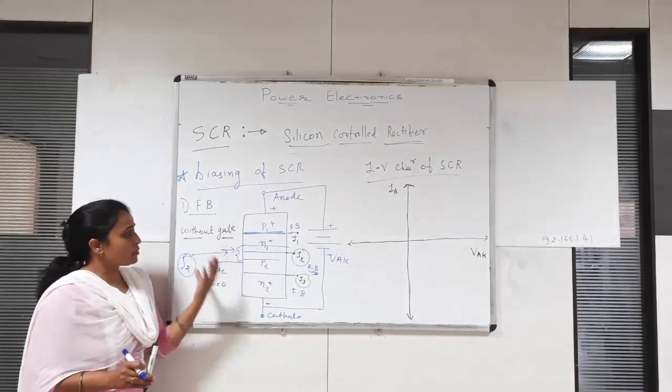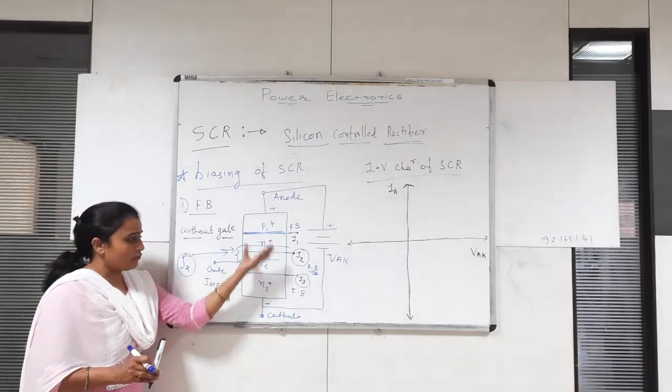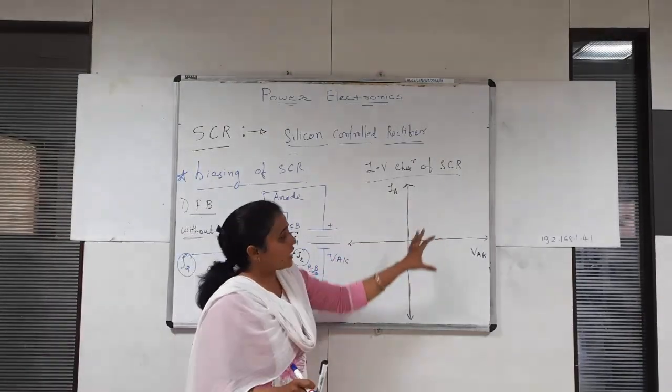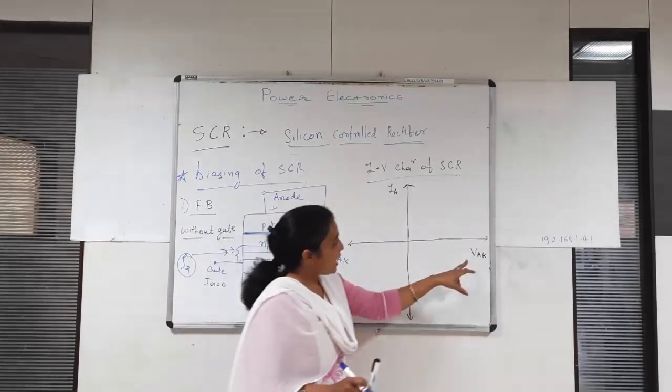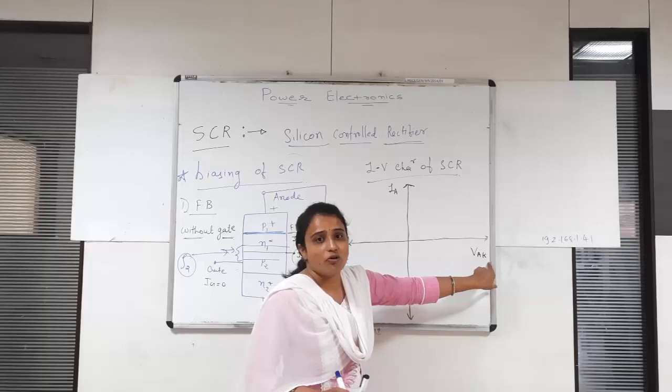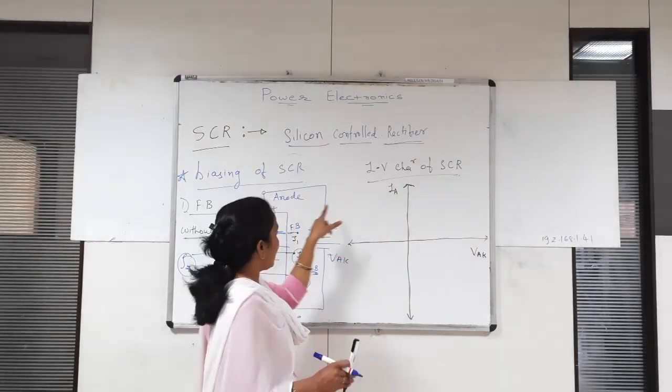Now suppose I plot this forward biasing configuration on the characteristics of the SCR. See here, this is the characteristics of SCR. On the x axis I draw VAK, the anode to cathode voltage, and on the y axis the anode current.